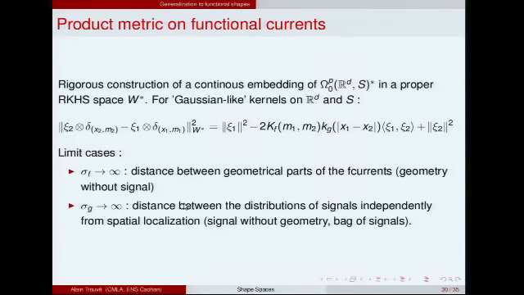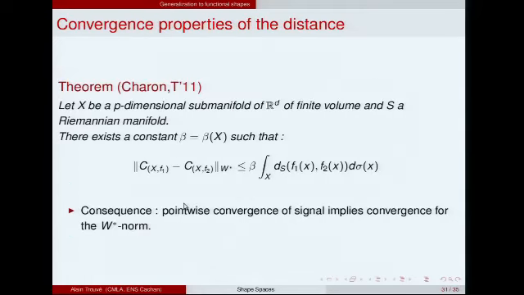So for instance, when the geometric scale is going to infinity, you just see your functional shape as a bag of signal, as a mixture of signal. You don't know where the signal is. You just know the collection as a bag of features, a bag of signal. And so we have some primary results on that.